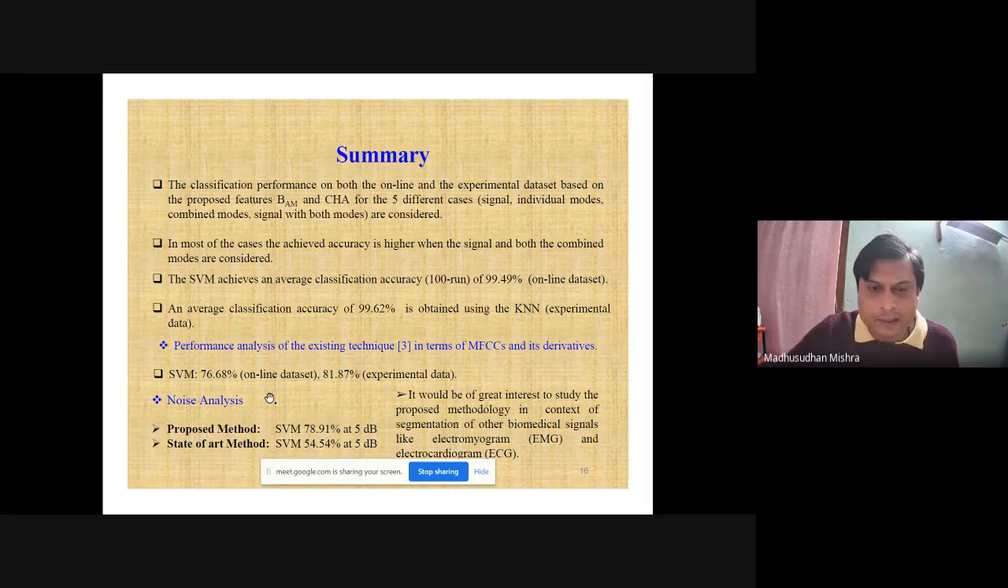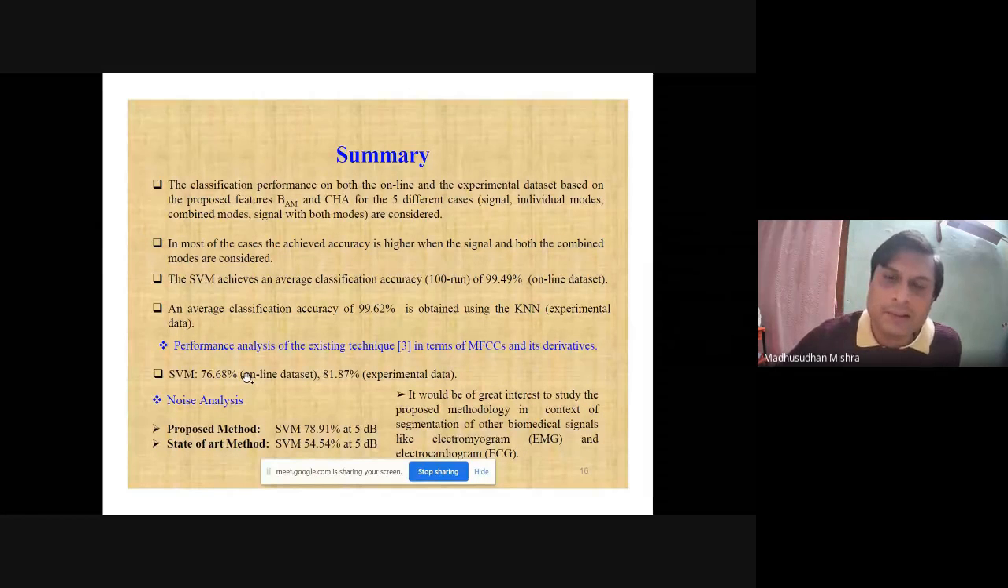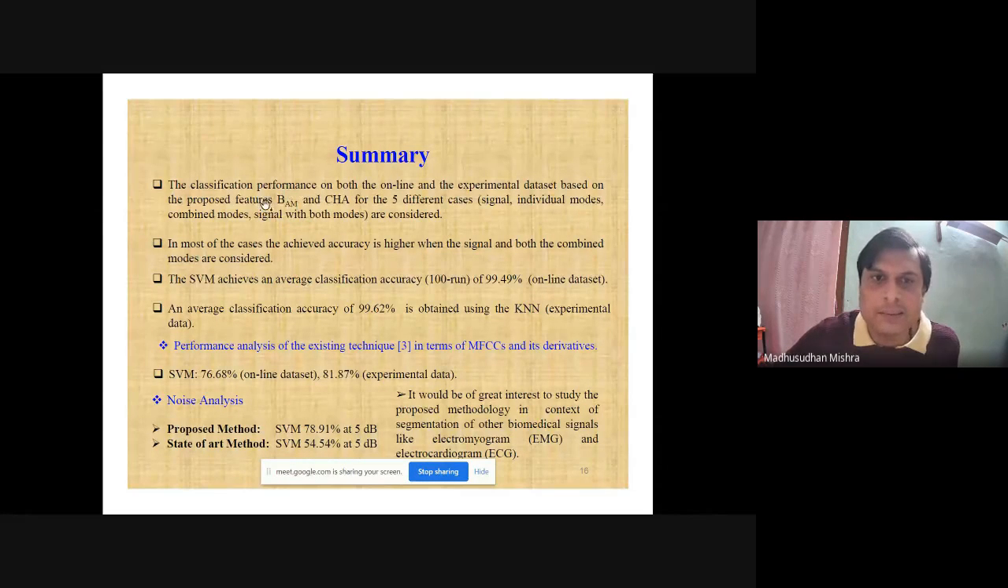And we have compared this with the previous work, which was classified based on the MFCC feature, Mel frequency cepstral coefficient features and its derivative features, and its performance deteriorates. The performance which has been previously reported is less as compared to the features which we are using in terms of spectral and analytical. So this method is superior as compared to the state of the art method.